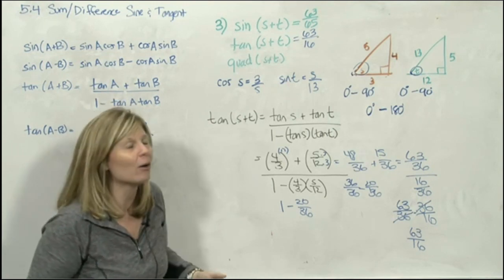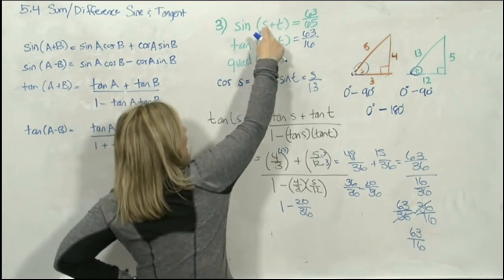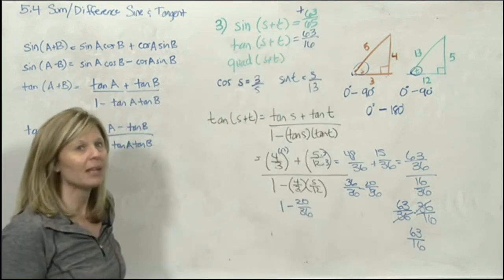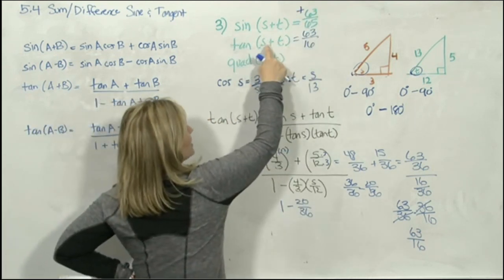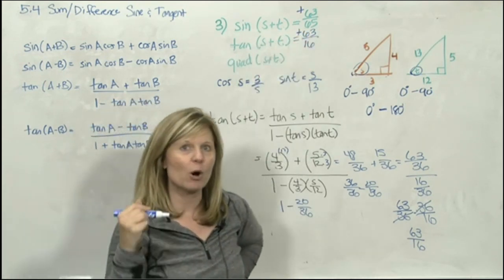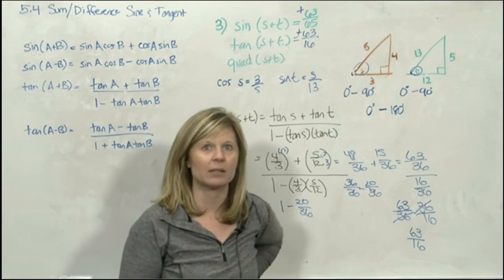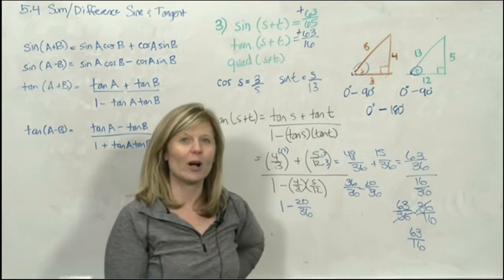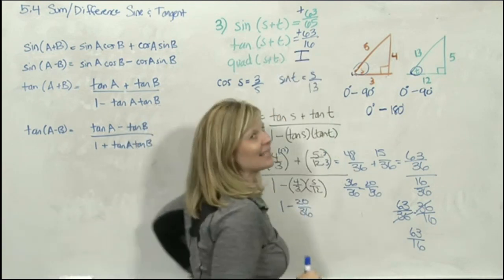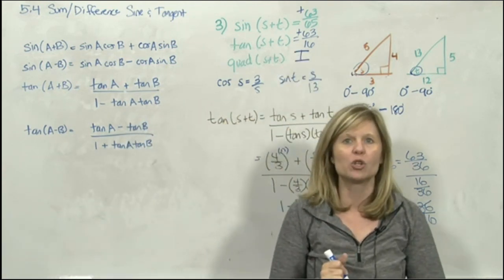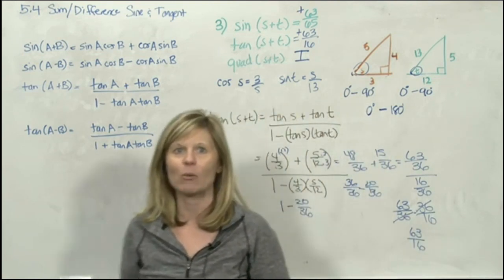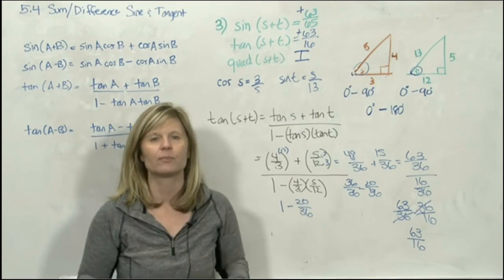Well, look at what you found out. When you found the sine of S plus T, your answer was positive. And when you found the tangent of S plus T, it was positive. What quadrant is both sine and tangent positive in? Quadrant 1 or quadrant 2? That's right, quadrant 1. So that's how you decide where the sum of those two angles is, because you have to think about it that way. It's going back to those sine values.